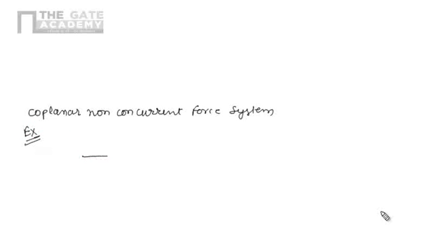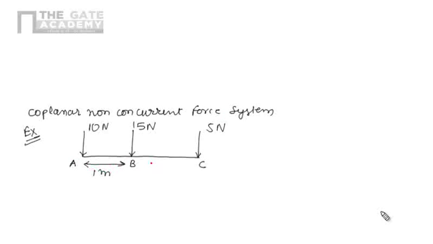I am having a body on which three forces are acting at various points. Suppose this one is 10 Newton, this one is 15 Newton, and this one is 5 Newton. Let's take these points as A, B, and C, where the AB distance is 1 meter and the BC distance is 1 meter. We have to find the resultant R. Our objective is to find the resultant R.